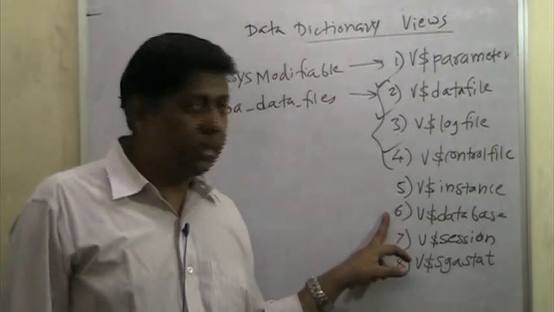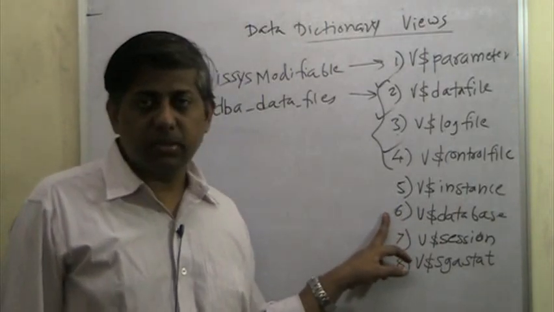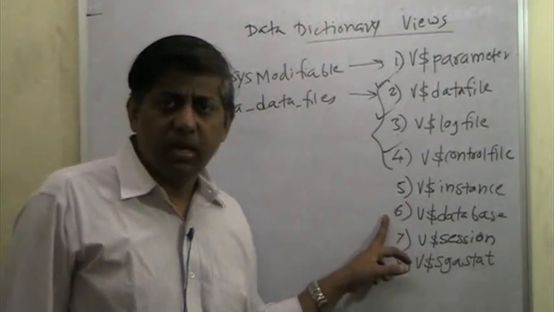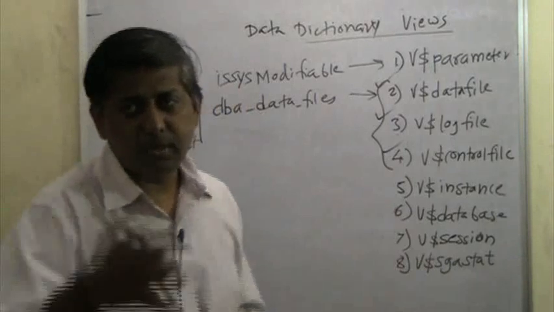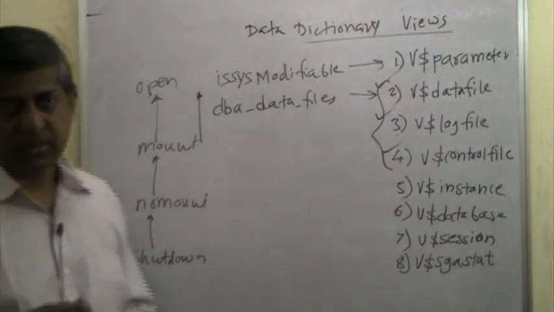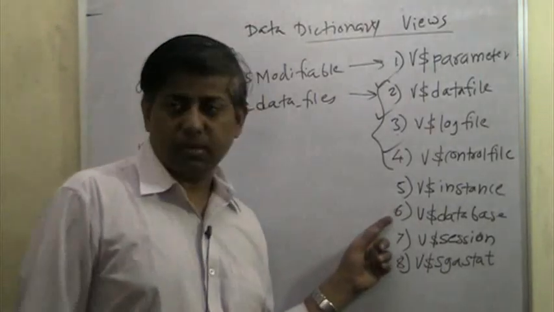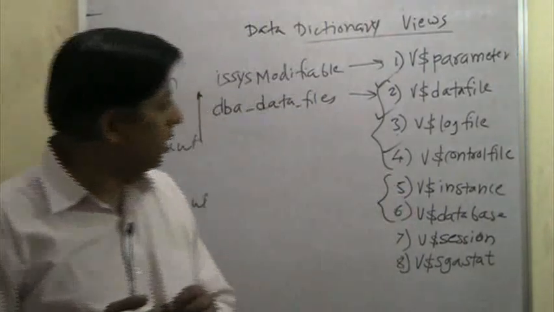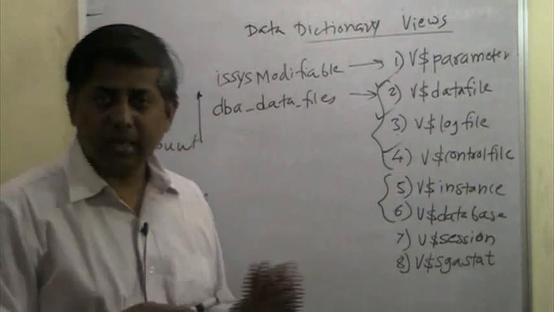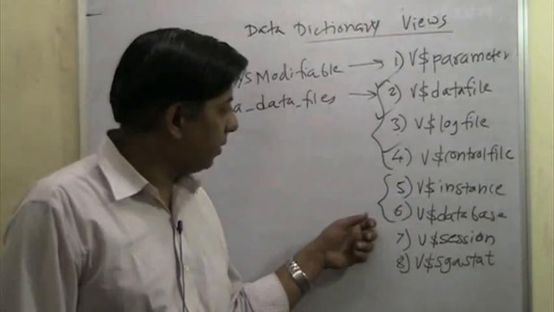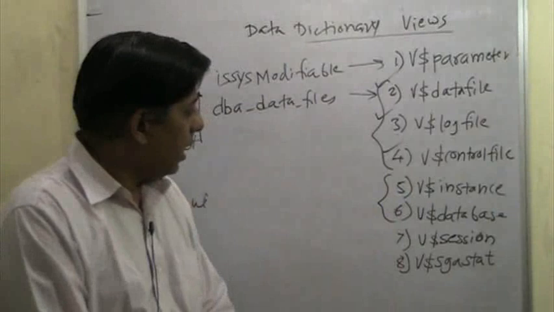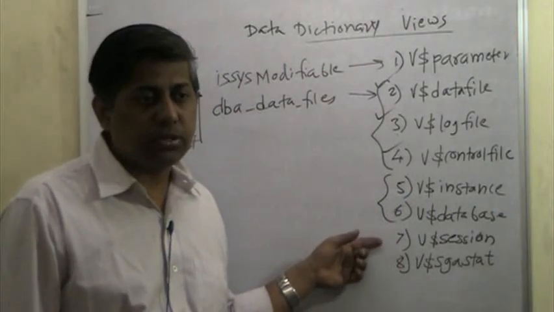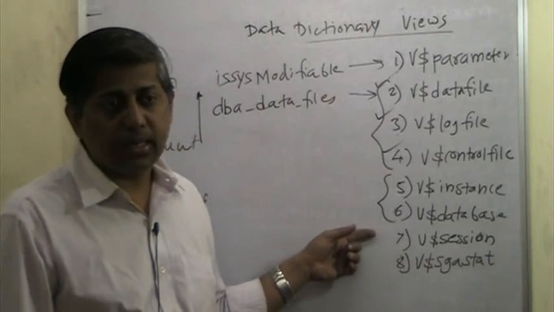$$ database is database name, and one of the important things is when the database was created. That date timestamp is over here. So those are certain important views from this angle. The creation time and creation date, that is over here. And then $$ session, as we have seen, it will show you the list of all the users who are currently connected to the database.